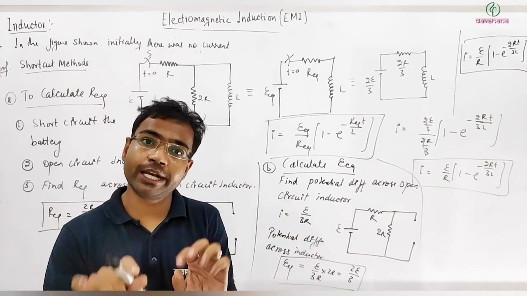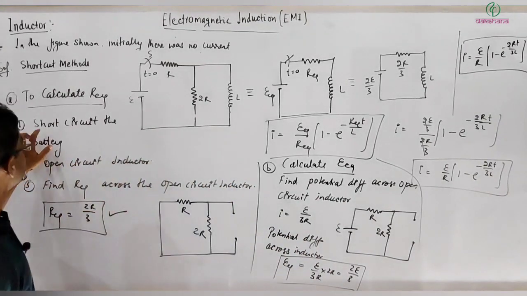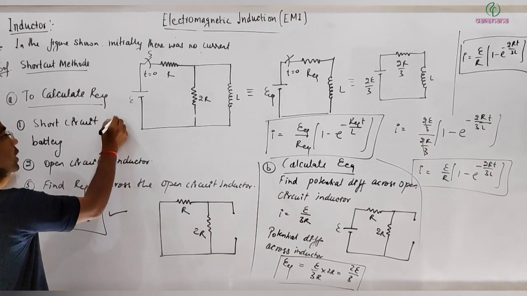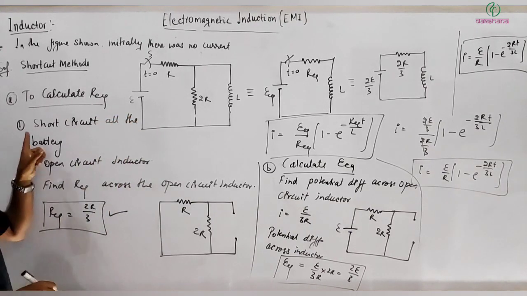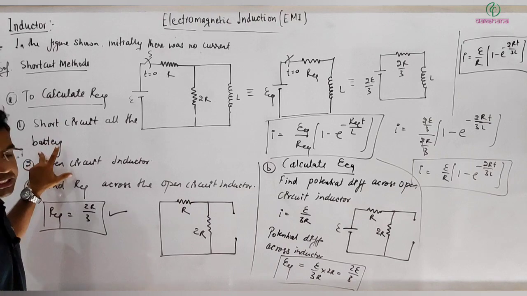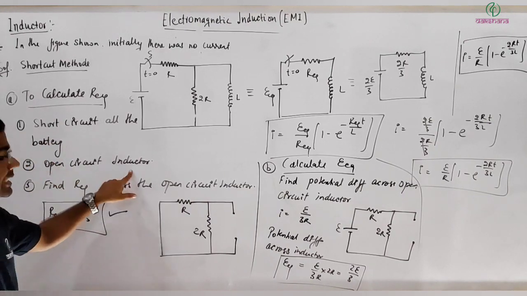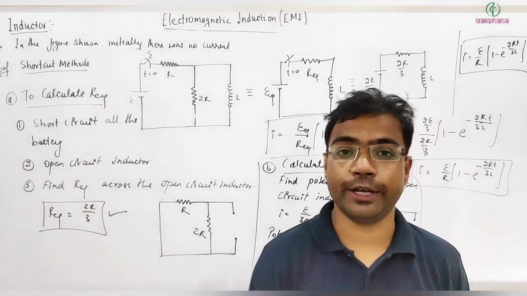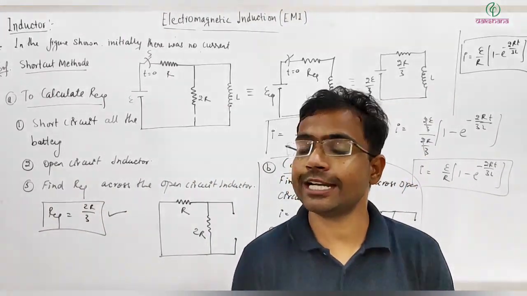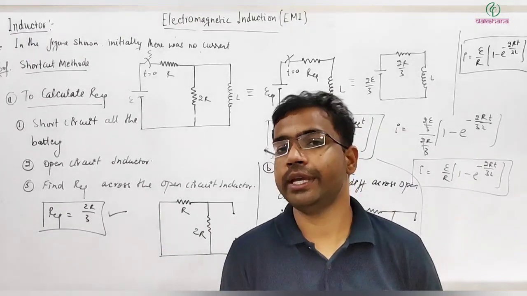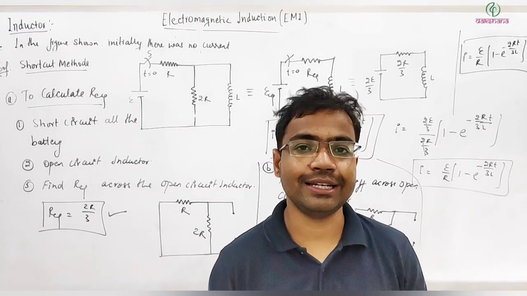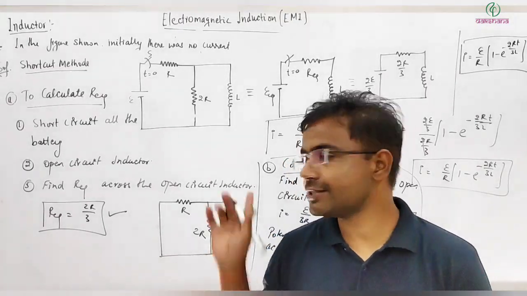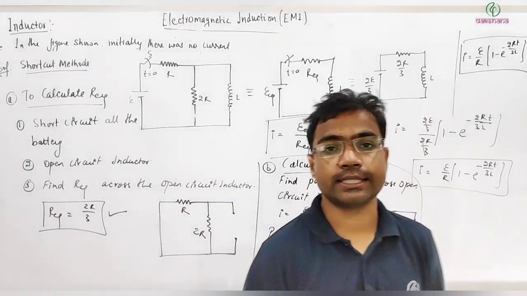Even when there are 2, 3, 4 batteries, it doesn't matter. We will short circuit all the batteries. If it is 1, then it's 1 battery; if it is more, then you will short circuit all the batteries. Open circuit the inductor. Yes, this method will not work if you have more than one inductor. Remember that. In that situation we have to go with the lengthy method of solving equations. This will work only when we have one inductor.